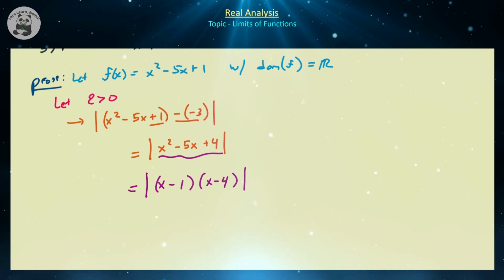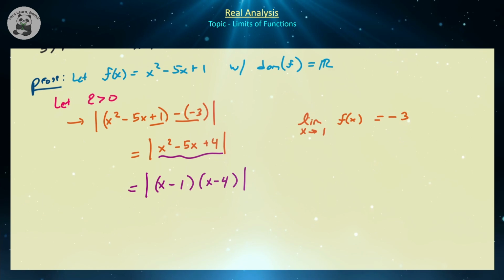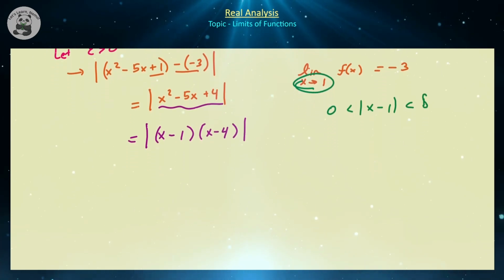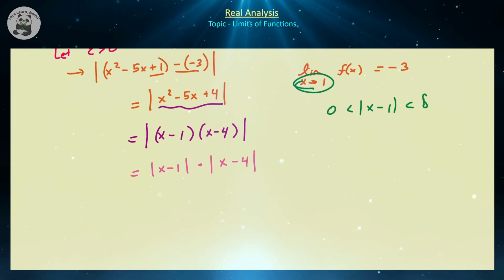So what are we trying to prove here? We're trying to prove that the limit as x approaches 1 of f of x is equal to minus 3. So we're going to have complete control over the distance between x and 1, provided that x is in our domain. And by properties of absolute values, we know we can decompose this into the absolute value of x minus 1 times the absolute value of x minus 4.